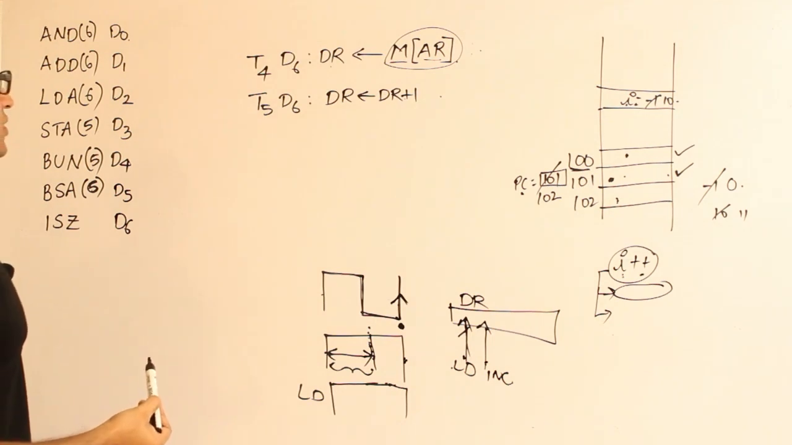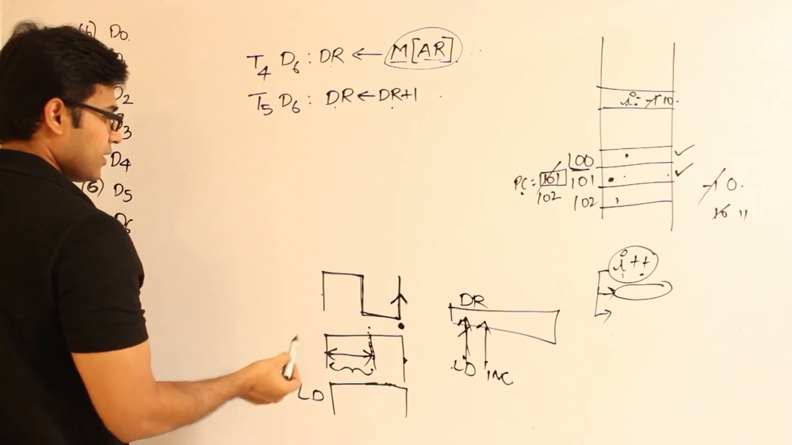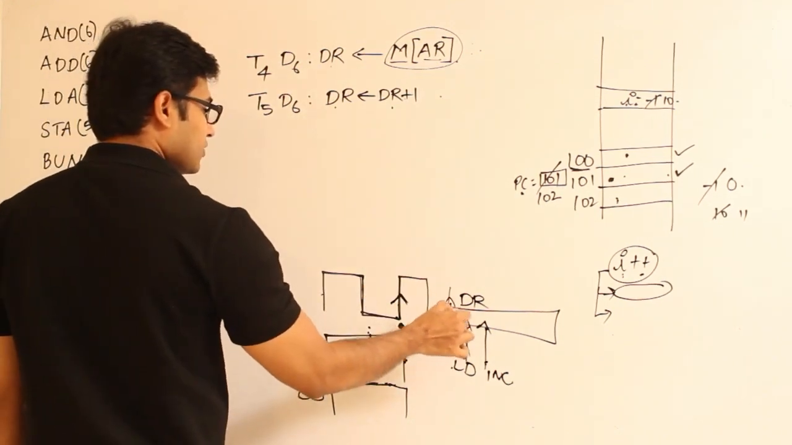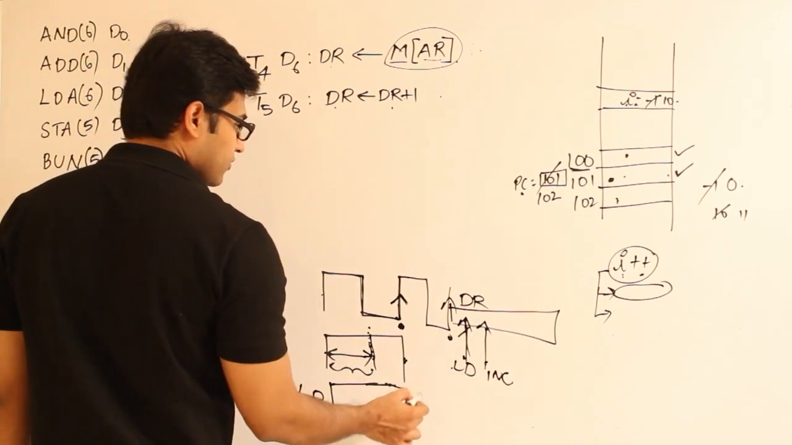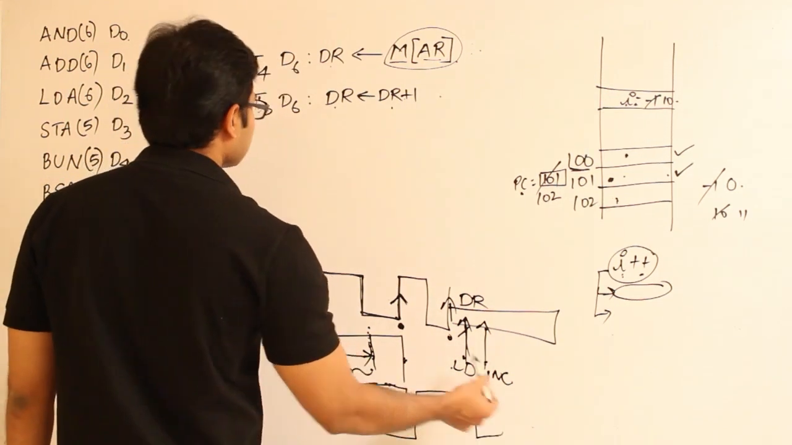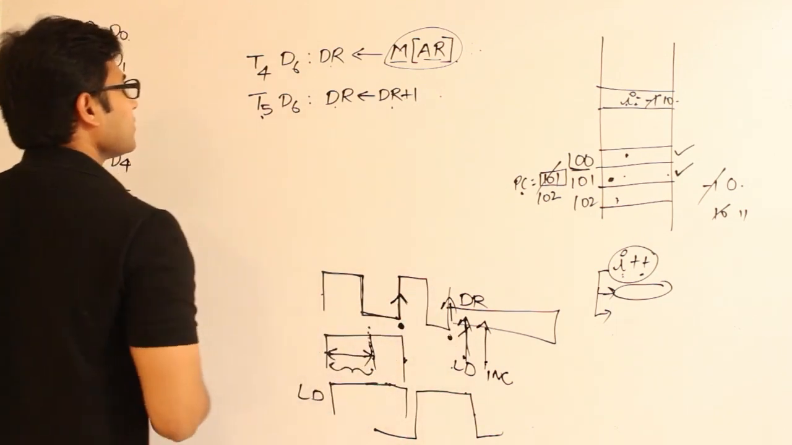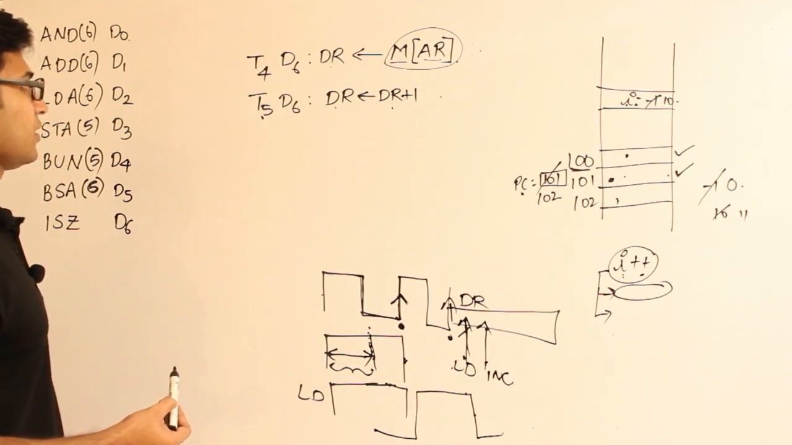Understood this? So when will this one happen? DR equal to DR plus 1. Again, in the next clock, this operation will happen here, right? Which means your particular T5 will be active here. At the end of it only it will happen. Therefore, at the end of this one, it is going to happen, right?